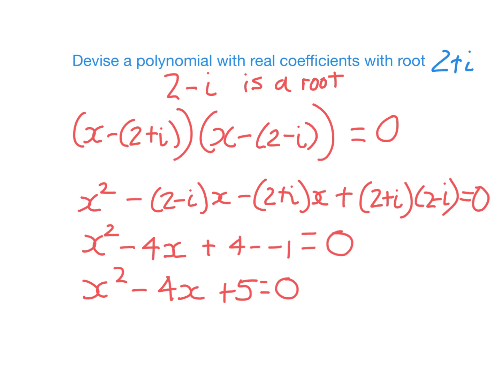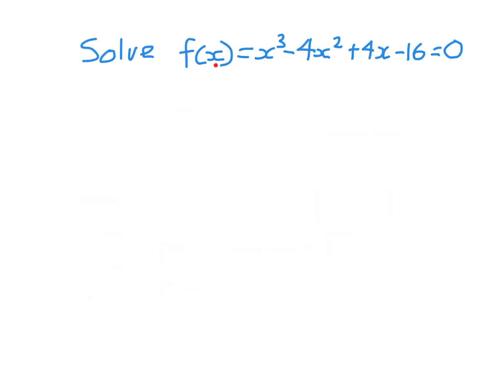Let's now look at how complex numbers can help us solve cubics. So let's say I want to solve this cubic here. I'm going to use the same process we've used. I'm going to try and find a root by trial and error. I'm going to try positive and negative factors of this number here. So you can try a few. We'll see that f of 4 is equal to 0. It is 64 minus 64 plus 16 minus 16. So 4 is clearly a root, and that means that of this polynomial, x minus 4 is a factor.